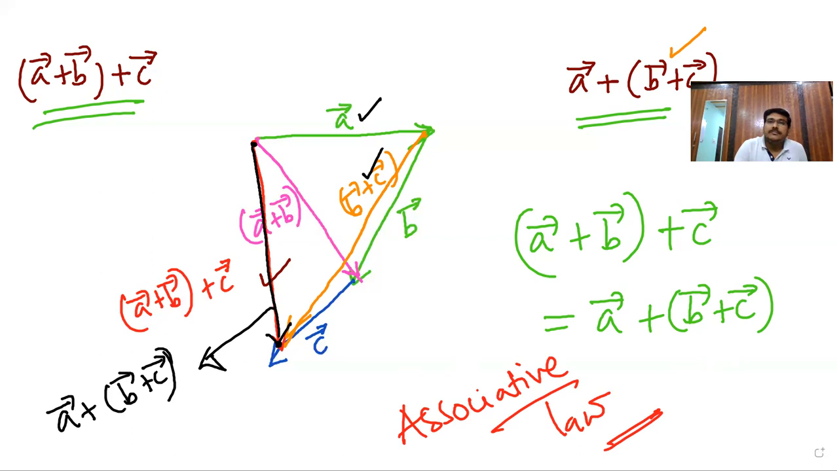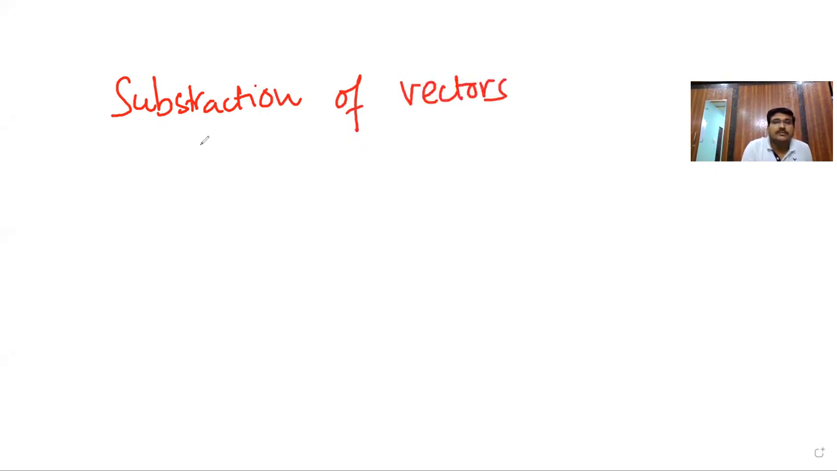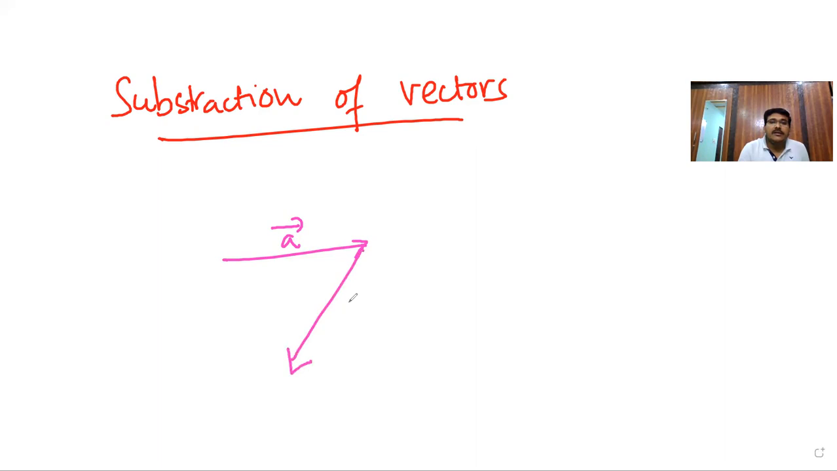Okay. Now, let us see subtraction of vectors. Subtraction of vectors. Observe, this is one vector, A bar, tail to head. This is another vector, B bar, tail to head.